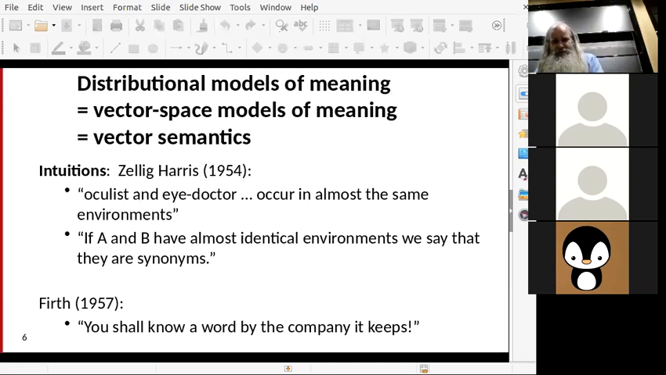Zellig Harris, a linguist from the 1950s, noticed that the words oculist and eye doctor occur in almost the same environment. So if you look at the occurrence of the word oculist and the occurrence of the word eye doctor, I personally find the word oculist somewhat old. In the United Kingdom, we would use the word optician, but that doesn't get used in the United States. But even that word optician gets used in the same environment as eye doctor and oculist. And because they get used in the same environment, we can consider them to be synonyms, okay?